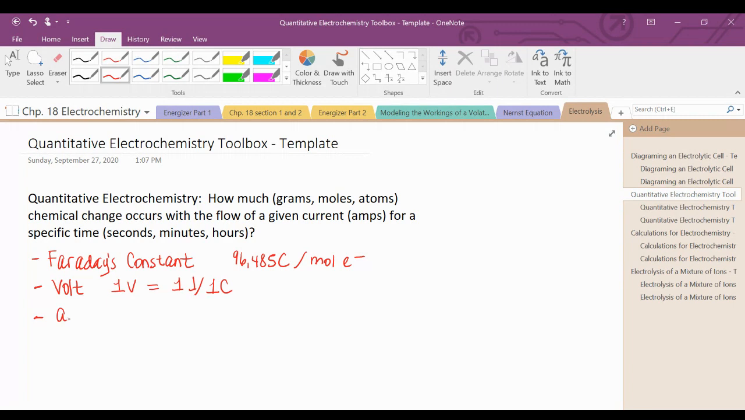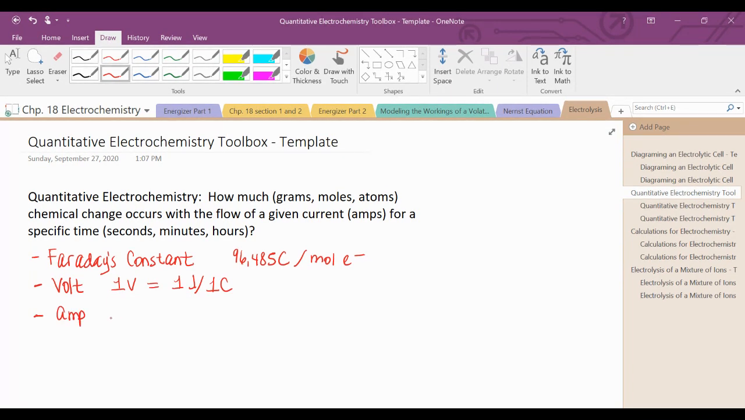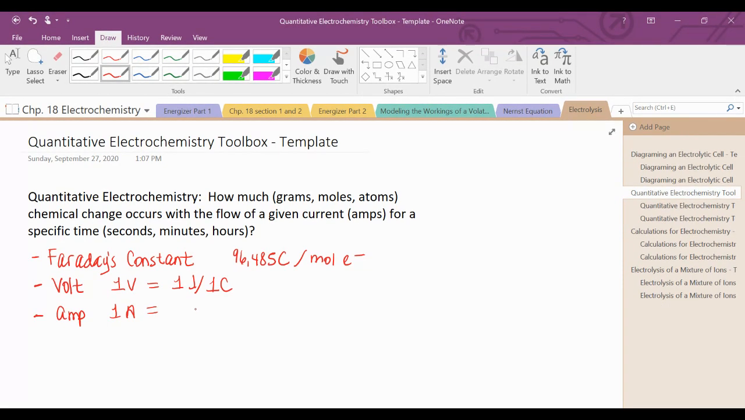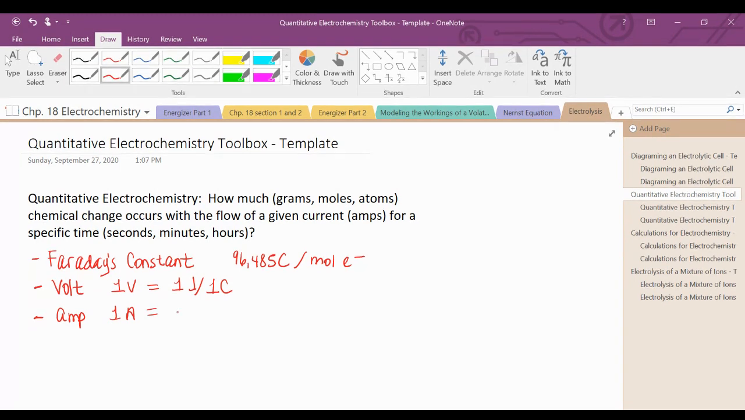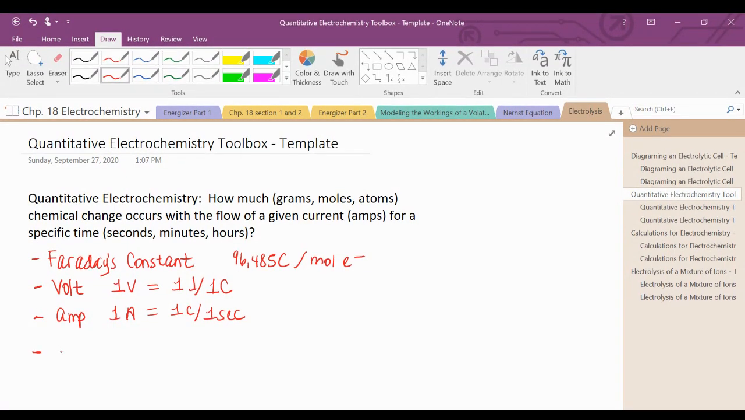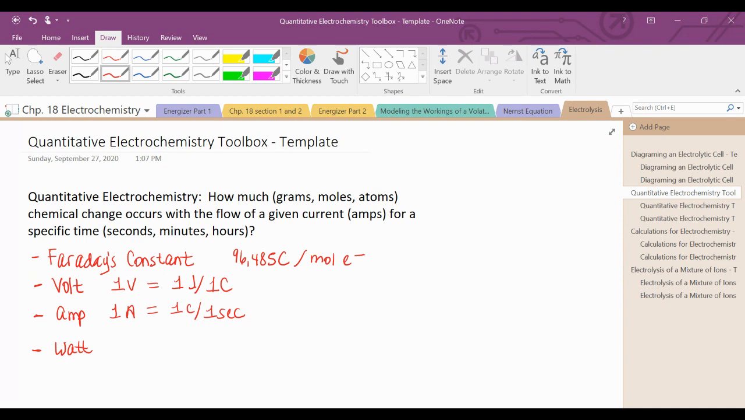Amps is also a derived unit. And so let's say I have 1 amp. The symbol for amp is my capital A here. What this really means is I have 1 coulomb for every 1 second. All right, and the last derived unit is the watt. Okay, so for some of you who've taken physics, you would have talked about watts in physics. And if I have 1 watt, what I really have is 1 joule for every 1 second.